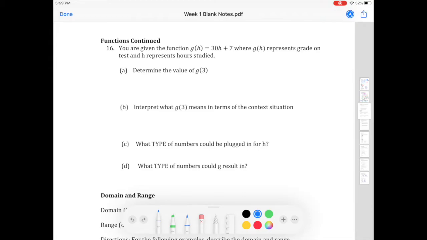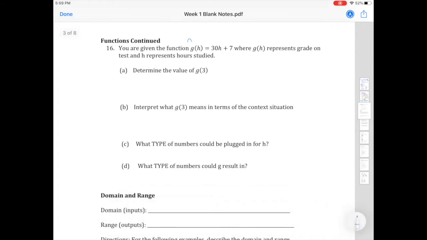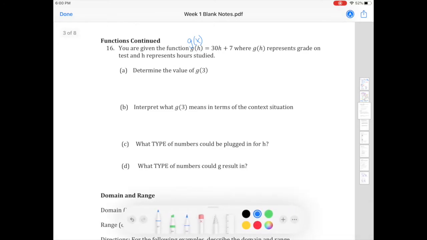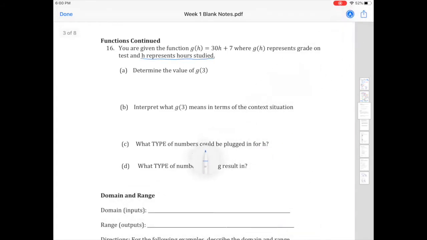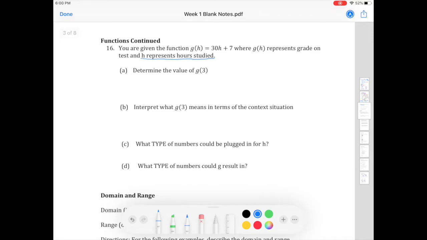Okay, but for number 16, it says you are given the function g of h equals 30h plus 7, where g of h represents grade on test and h represents hours studied. So putting some context to these variables. Don't freak out that it's not g of x. It's the same idea. They're just using an h instead. You can use any letter you want. The reason h is being used for this one is because h represents hours. So it just kind of helps you put it into place. When you see h equals something, you know that that represents hours.